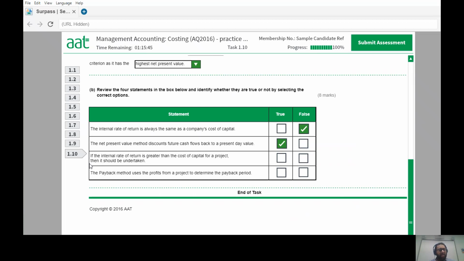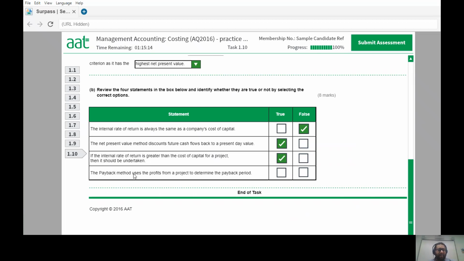If the internal rate of return is greater than the cost of capital for a project, then it should be undertaken. Yes, this is the same thing I told you about earlier. If your IRR is greater than the cost of capital, say your cost of capital is 15% and IRR is 18%, I will normally take it, because I have the potential to make more money from that investment. I am covering my cost of capital, and anything more than that is going to be a return for me.